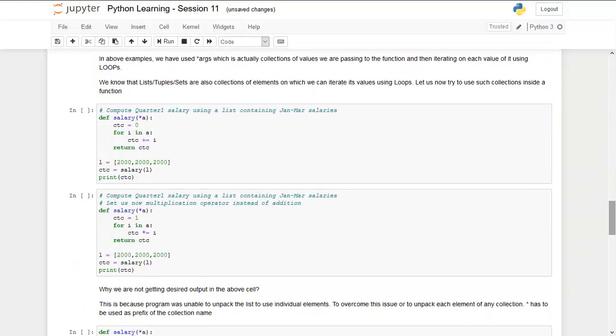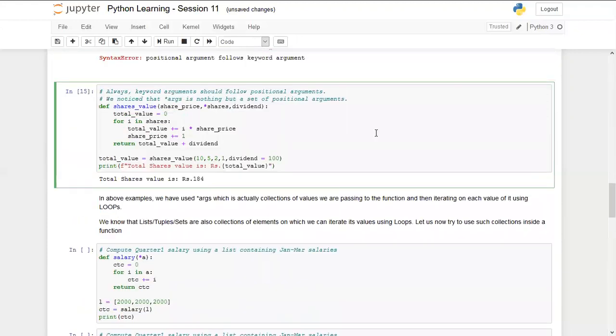In the above examples, we have used star args, which is actually a collection of values we are passing to the function, and then iterating on each value of it using loops. So what we have done is defined multiple values for these star args, and then we are calling it one by one to process using loops. We know that lists, tuples, sets, and dictionaries are also collections, and we can also process loops on them.